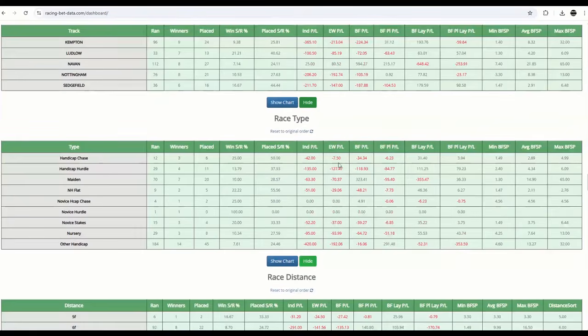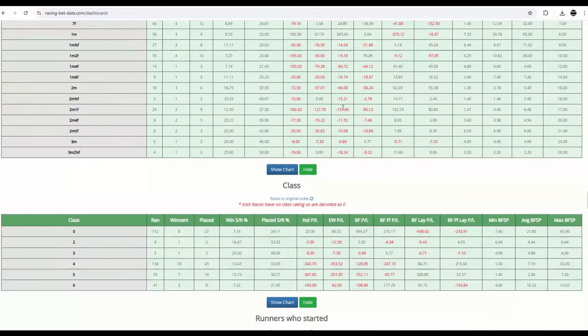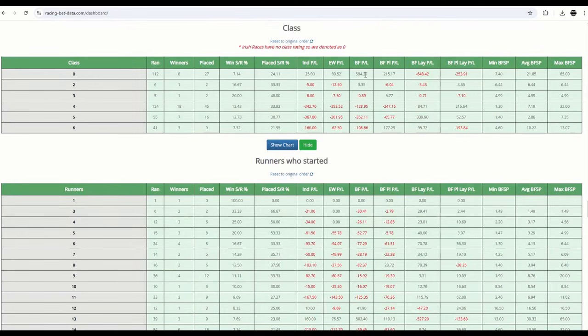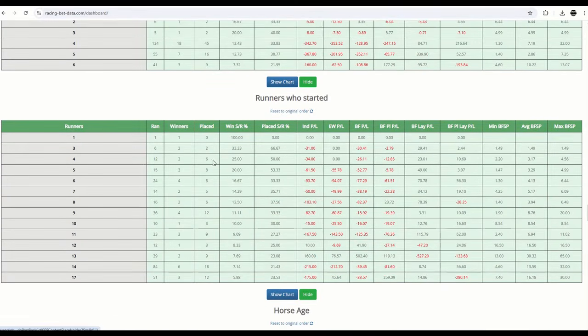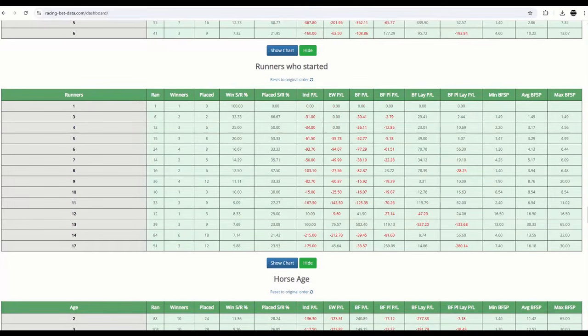Race type as well, so you can filter by that. And again, all of these are sortable. So you can sort by the number of runners, the winning strike rates, the Betfair profit loss, and then we set it to original. Race distance, again, these all should be pretty self-evident. The class of the racing, obviously the 0 here denotes the Irish racing that are not classified, and again that will be mostly the Navan races. Number of runners that started the race, so obviously worth noting that's different to the number declared.